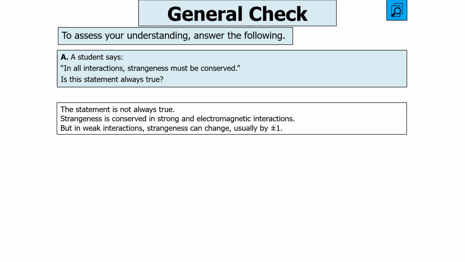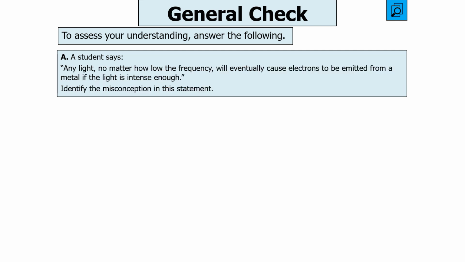A student says any light, no matter how low the frequency, will eventually cause electrons to be emitted from a metal if the light is intense enough. Identify the misconception in this statement. So pause the video now, then unpause the video when you want to go through your answer.